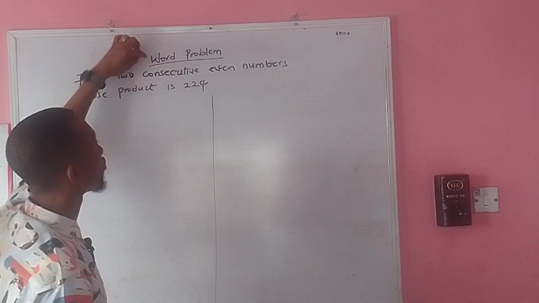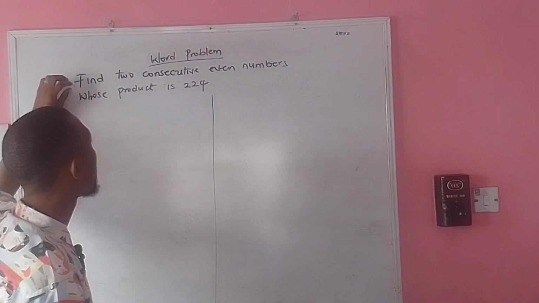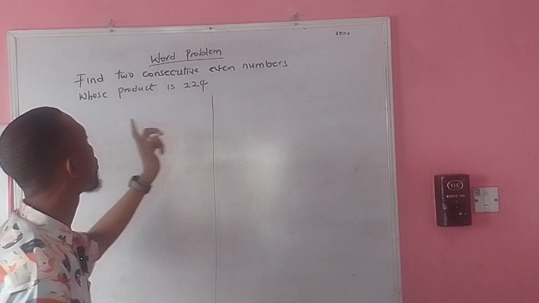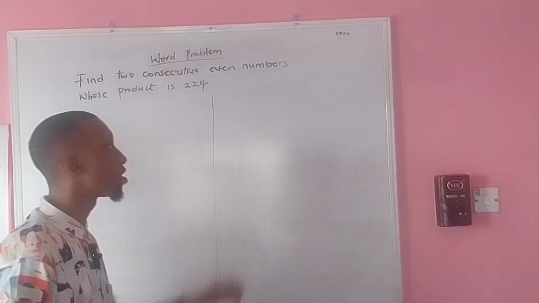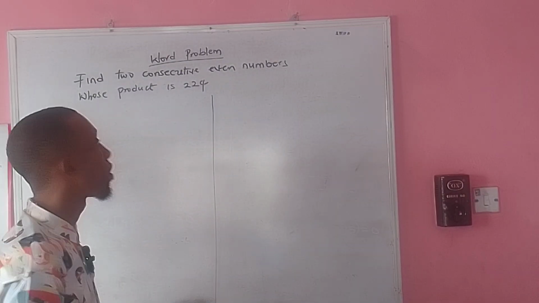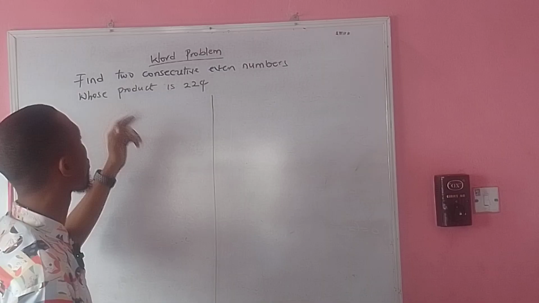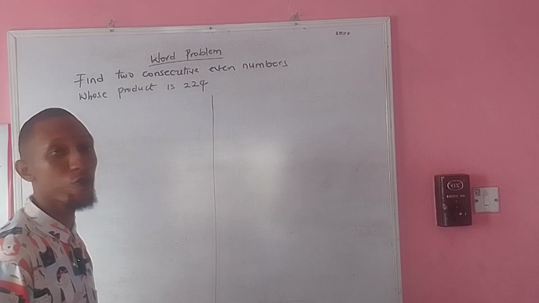Still on word problems. So today we'll explain something different. Find two consecutive even numbers whose product is 224.